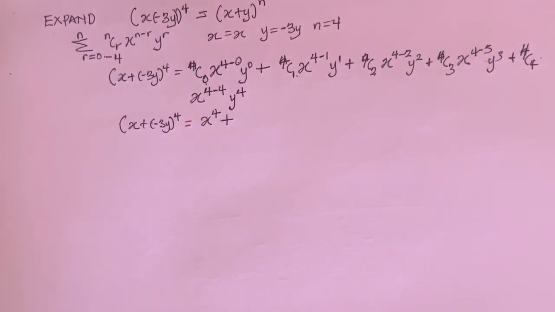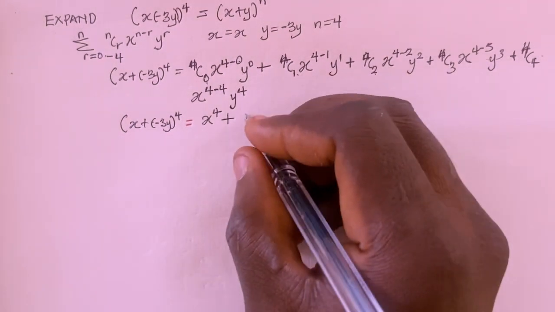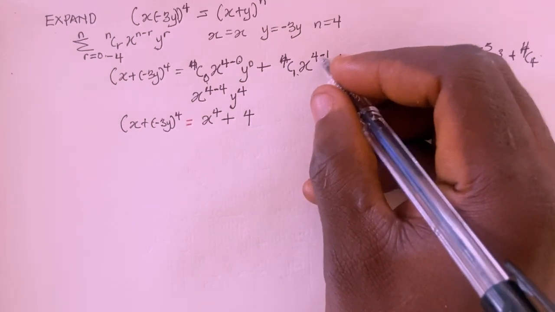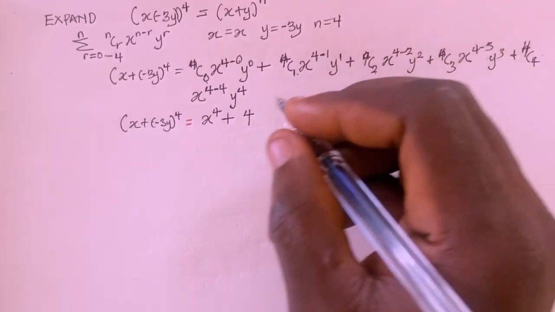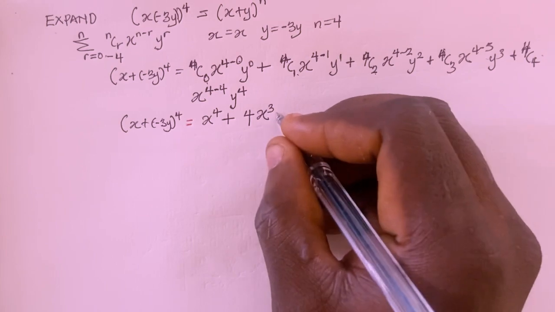So here I'm going to have 4 combination 1. That's actually 4. Then x is to the power 4 minus 1. 4 minus 1 is 3. Then I'm going to have x to the power of 3, then y to the power of 1.